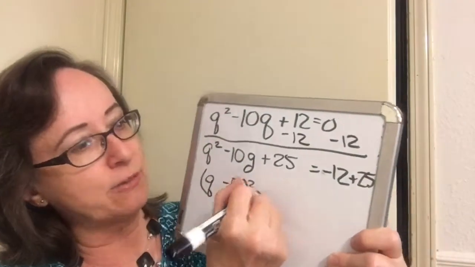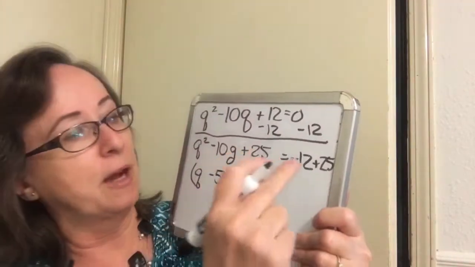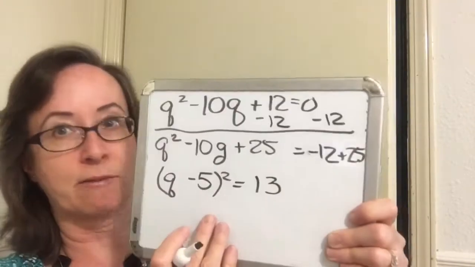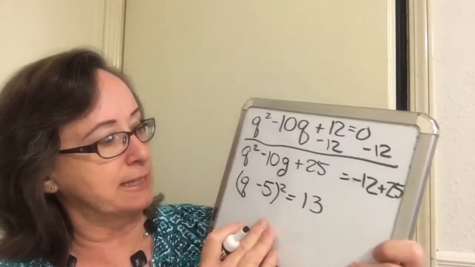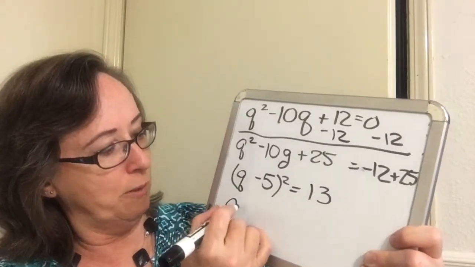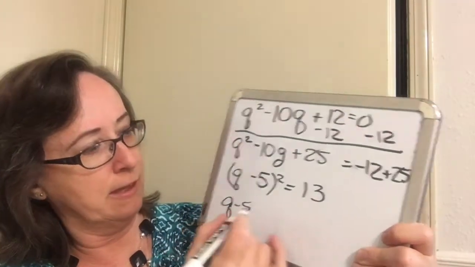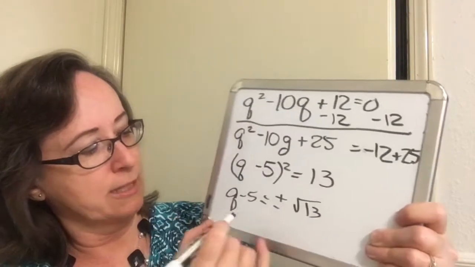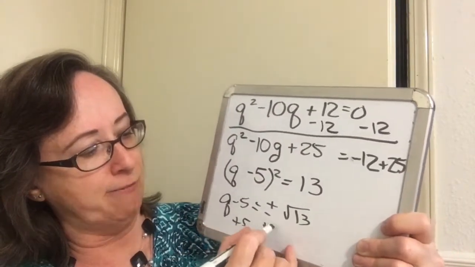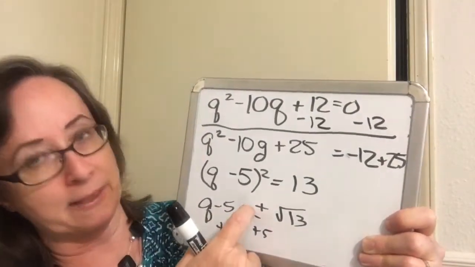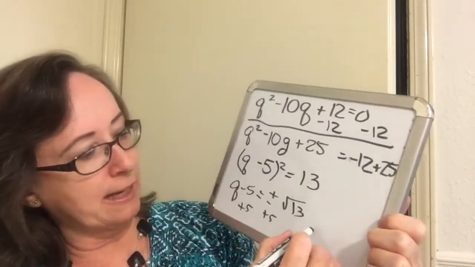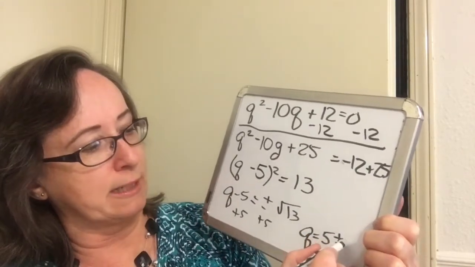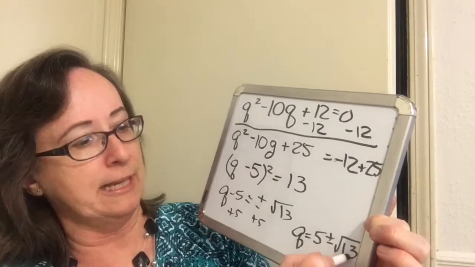So then on the other side, we've got a negative 12 plus a 25, which is a 13. Okay, so now we take the square root of both sides, and we end up with q minus 5 is equal to plus or minus the square root of 13. So now I'm going to add a 5 and add a 5 to the other side right up there in the front. And my final answer will be q is 5 plus or minus square root of 13.